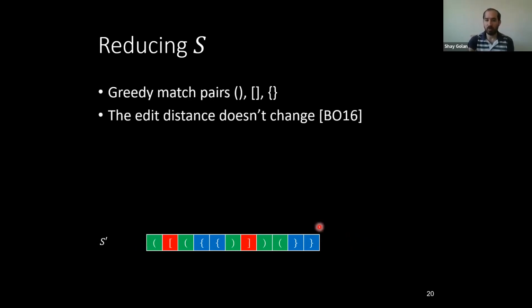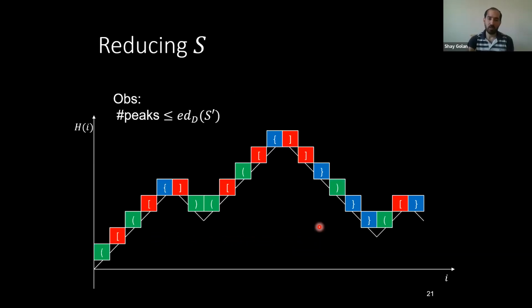It's pretty intuitive, but Backurs and Onak proved formally that the Dyck edit distance doesn't change due to this process, and therefore the Dyck edit distance of S prime is exactly the same as the original Dyck edit distance. But now we have the following property. When we look at the peaks of the resulting string S prime, we know that every peak is a position where we must fix something. It's a position where we have opening and closing parentheses of different types, and we must pay some editing, either deletion or substitution, for this peak, and therefore the Dyck edit distance is lower bounded by the number of peaks in S prime.